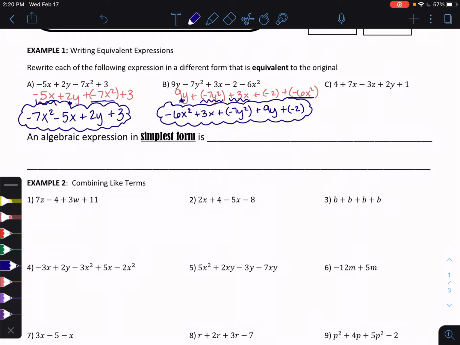In part C, there are no exponents, so I'm just going to go straight alphabetically after I rewrite everything with no minus signs. So 4 plus 7x plus negative 3z plus 2y plus 1. X is going to come first, so 7x, then y, so plus 2y, then z, so plus negative 3z, and then plus my constants, and those can go in any order. So plus 1 plus 4 or plus 4 plus 1.